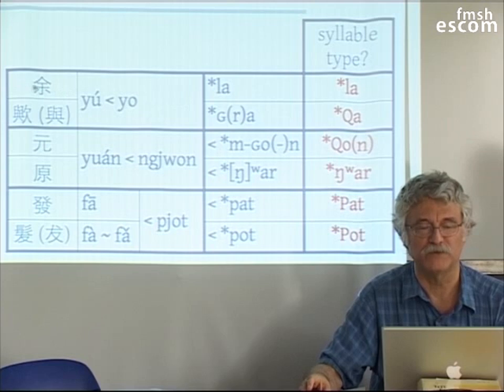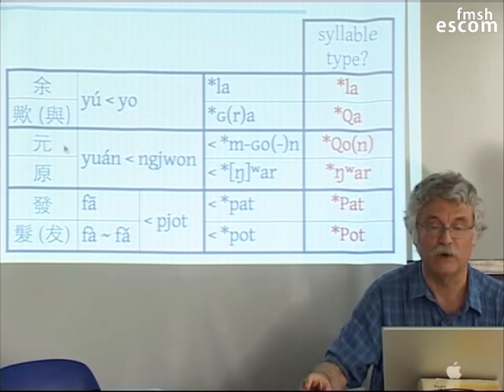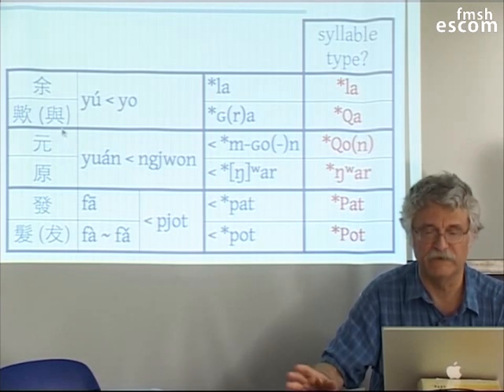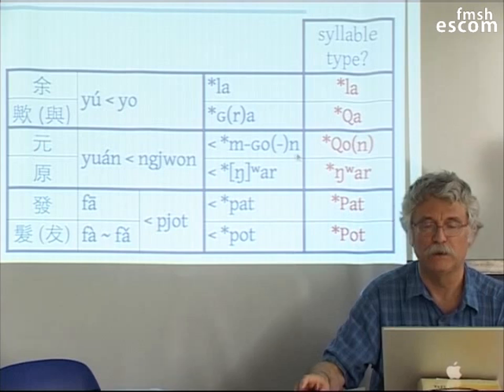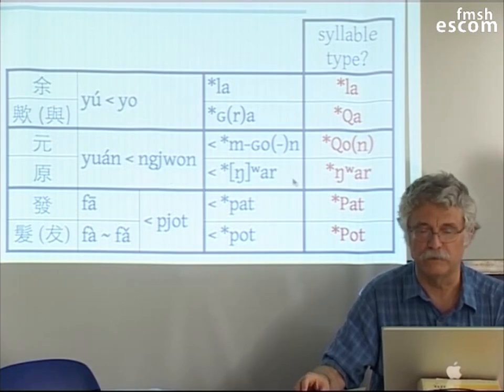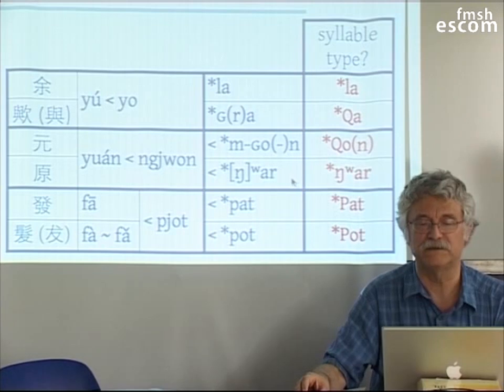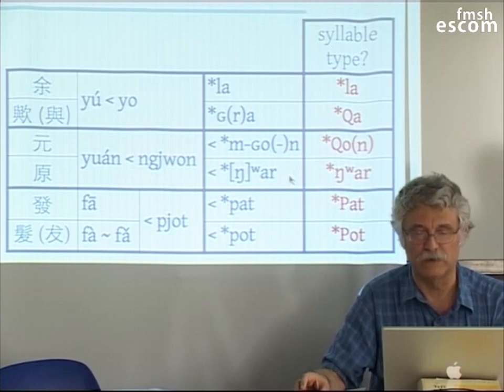So we think this one is L and this one is a uvular. This is not a uvular case. This is partly uvular, but originally it's the main vowel, the rhyme, actually. Yuan has a rounded vowel, and these two are complete homonyms in Middle Chinese. And you see we reconstruct them very differently. Nothing is the same. The onset's not the same. One is rounded, one is not. The vowel's not the same. The codas are not the same.